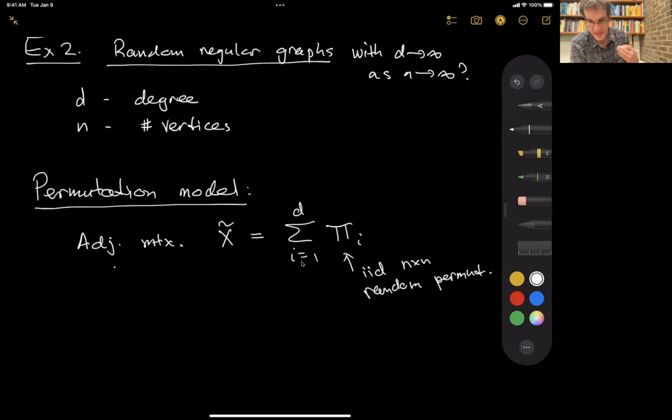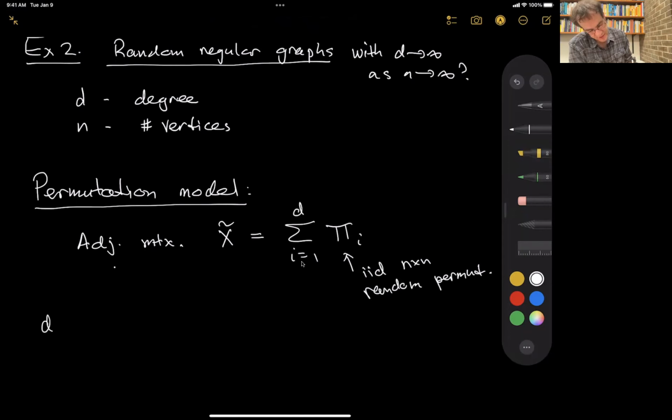If D is fixed and N goes to infinity, the probability that any pair of vertices will have more than one edge will become very, very small. And this just behaves exactly like any other random D-regular graph. But when D diverges, of course, you will have a non-negligible number of pairs of vertices with multiple edges.